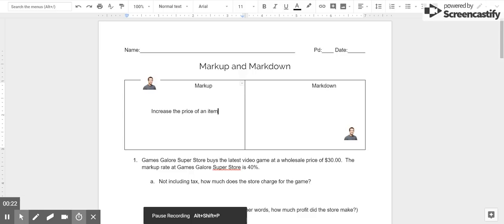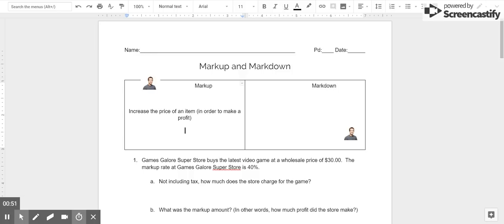Please make sure to write this down along with me. We increase the price of an item, usually in order to make a profit. Anything you see me add to this worksheet, you should write on your worksheet as well. If you need to pause this video at any time in order to catch up with writing, please do so. So markup, we increase the price of an item in order to make a profit.